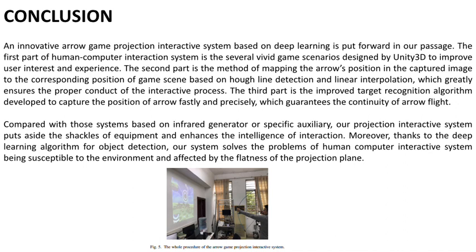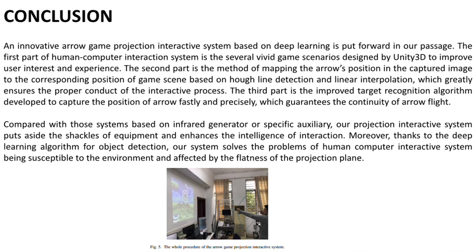So finally, I conclude on the topic that an innovative arrow game projection interactive system based on deep learning is put forward in our passage. The first part of the human-computer interactive system is several vivid game scenarios designed by Unity 3D to improve user interaction experience. The second part is the method of mapping the arrow position in the captured image to the corresponding position of game scenes based on Hough line detection and linear interpolation, which greatly ensures the proper conduct of the interactive process.